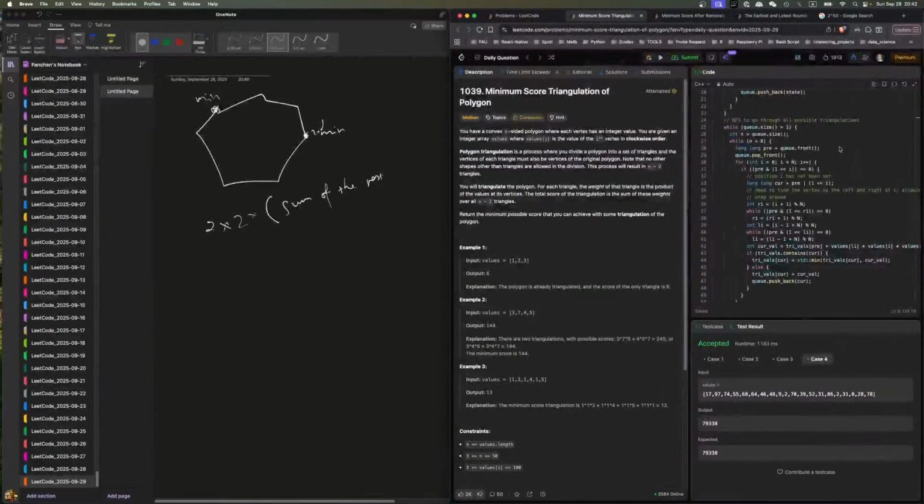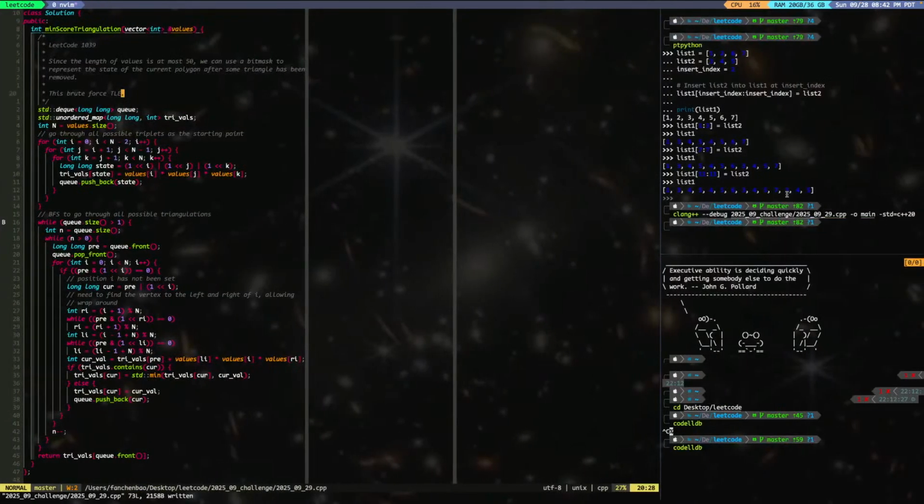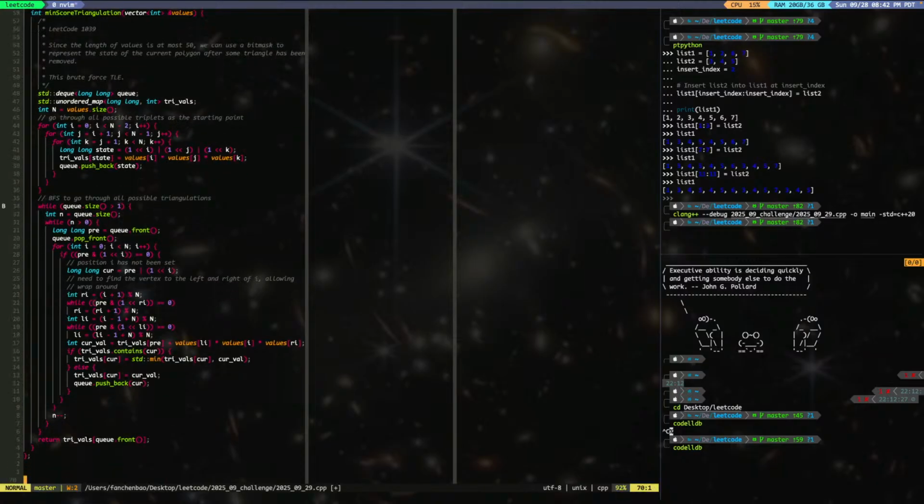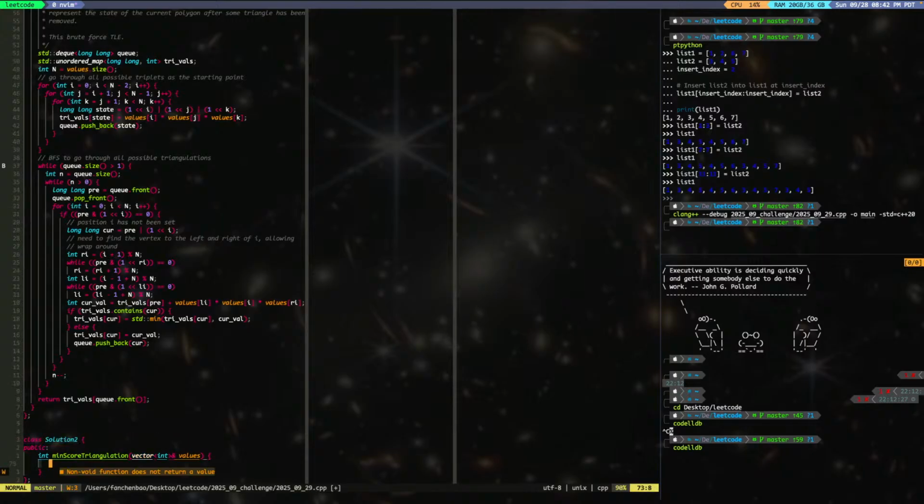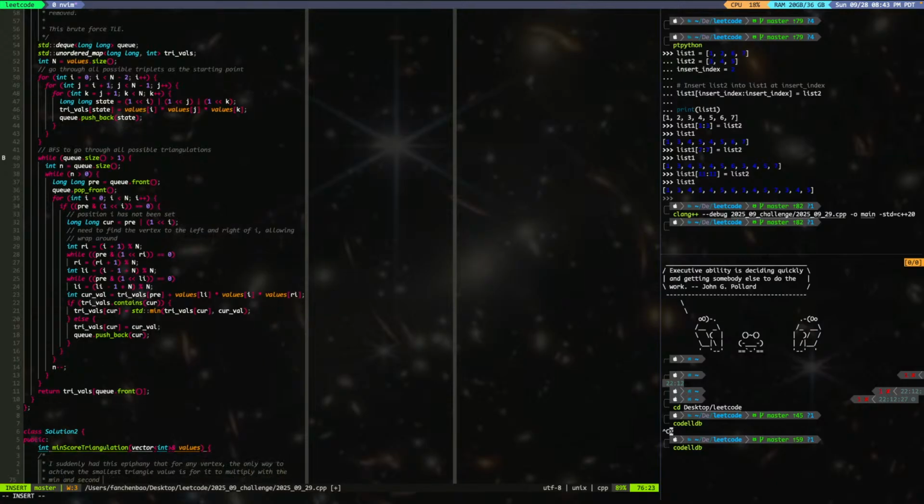Let me try this. Okay, so I suddenly had this epiphany that for any vertex, the only way to achieve the smallest triangle value is for it to multiply with the min and second min of the values.